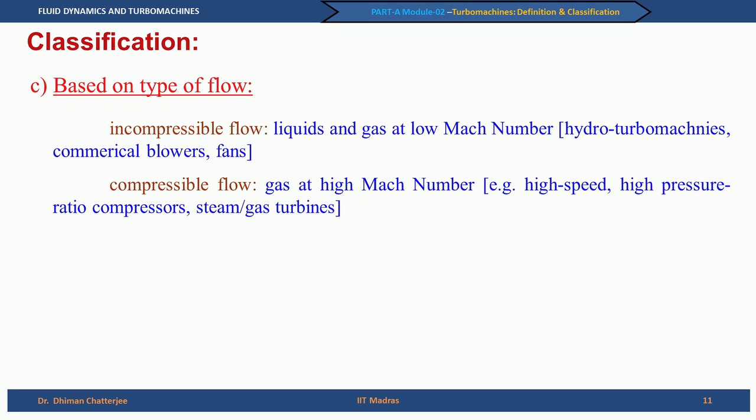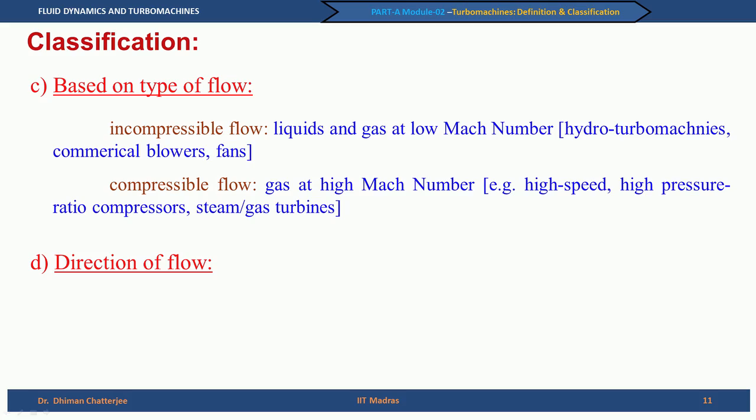Whereas, if the density changes are significant, so that we cannot neglect the density change effects, as that happens at a higher Mach number, then we can say flow is of compressible flow type, and these include the high speed high pressure ratio compressors and steam or gas turbines. At this stage you may ask, how does it matter to me if the flow is compressible or incompressible? The answer is that when we try to design a turbo machine, we need to keep in mind the underlying flow physics, and hence we need to classify the turbo machines according to the type of flow.